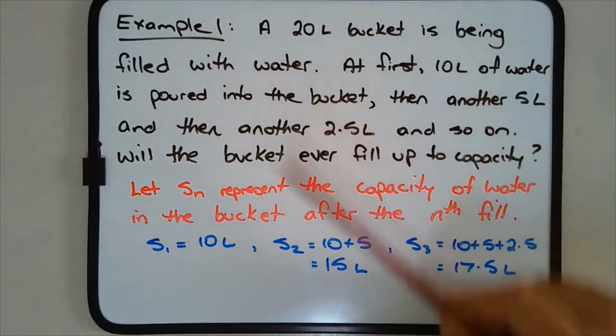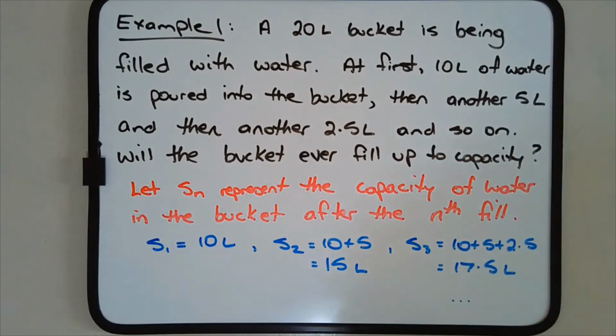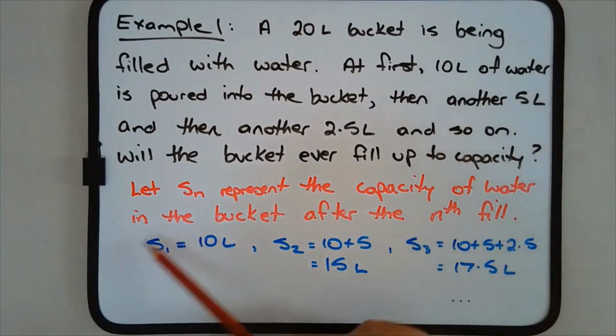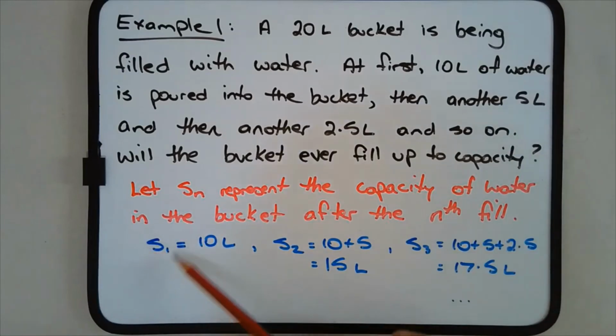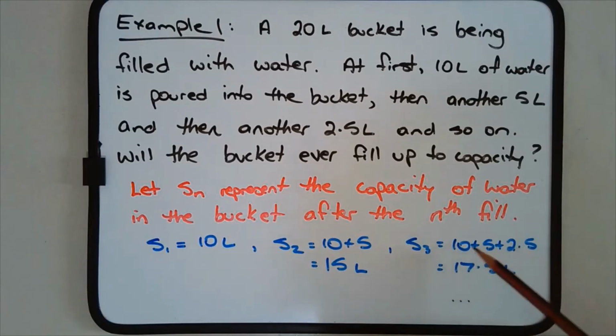Now, this situation here can be modelled using a geometric series. Let Sn represent the capacity of water in the bucket after the nth fill. So the amount of water in the bucket after the first fill is S1, and that's 10 litres. After the second fill, that's 10 litres plus half of 10, that's 5. In total, that's 15 litres of water now in the bucket. After the third fill, 10 litres plus 5 litres plus 2.5 litres is equal to 17.5 litres.